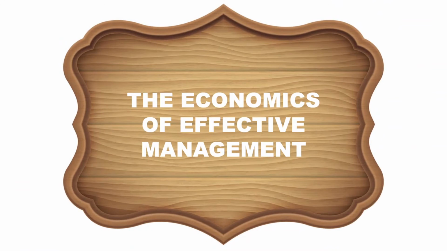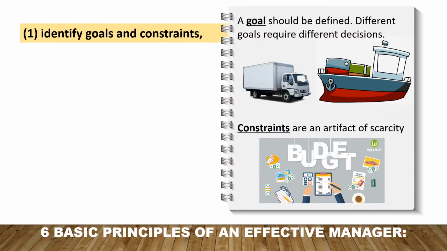The economics of effective management. The nature of decisions depends on the primary goals of the manager. There are six basic principles of an effective manager. The first one is identify goals and constraints. Each goal should be defined. Different goals require different decisions.